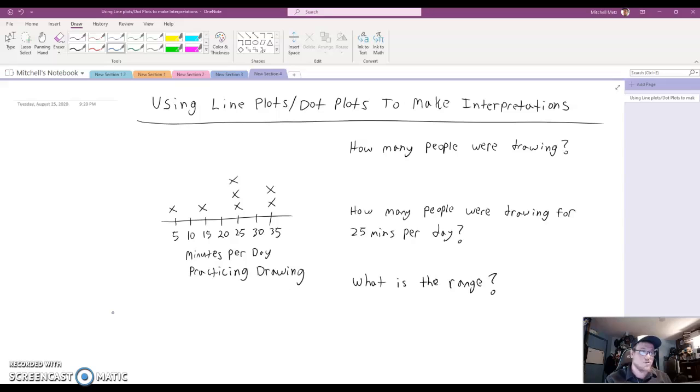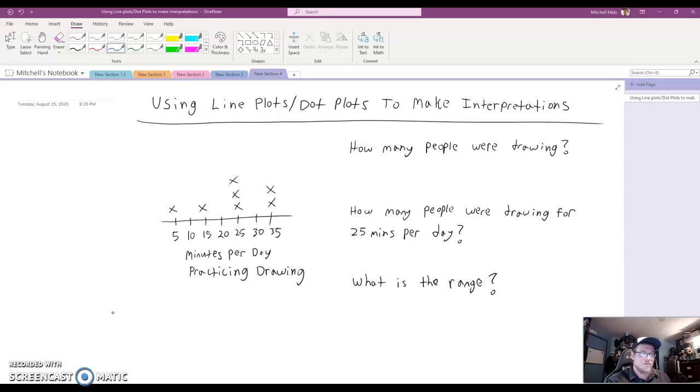So for this tutorial, I'm going to show you how to use line plots and dot plots to make interpretations and answer questions. For this example, we're going to be doing a line plot that shows us the minutes per day that somebody practiced drawing. You can think of it as a survey, and somebody went around and asked different people, how many minutes a day do you practice drawing? There are a few questions that we are going to ask and try to interpret by looking at our dot plot. So the first question is, how many people were drawing?